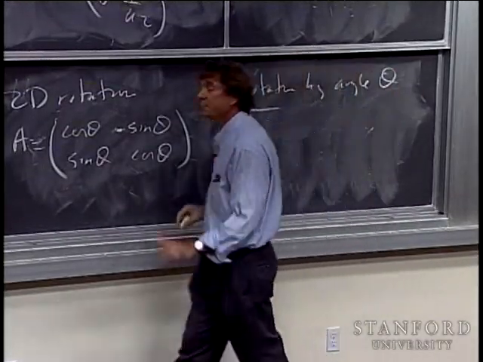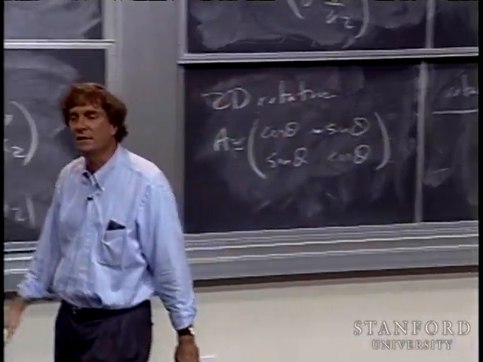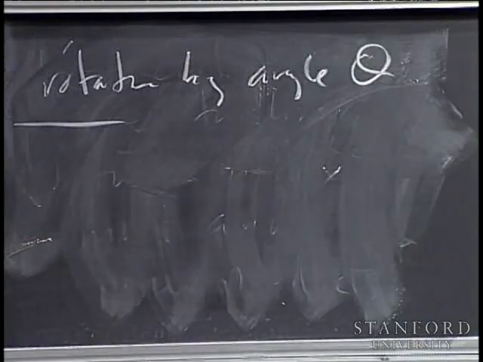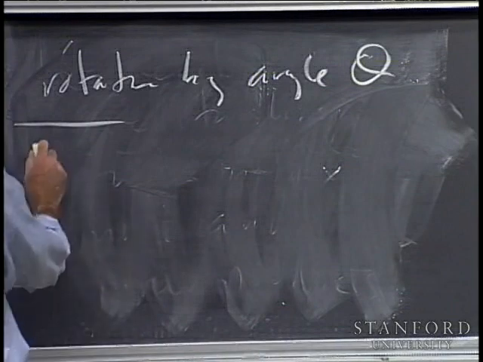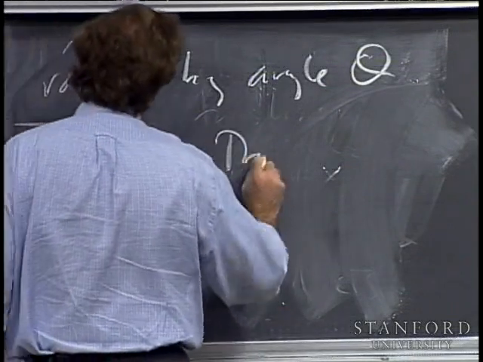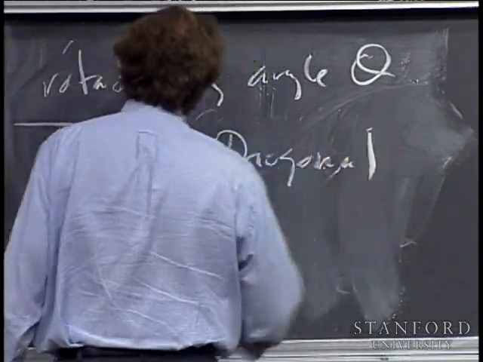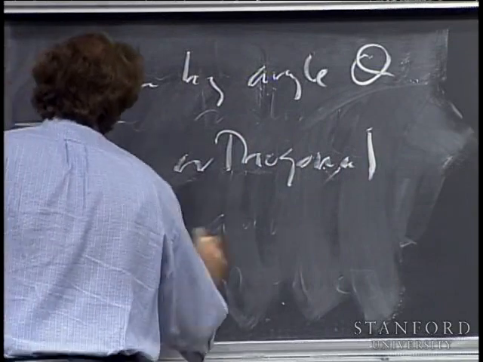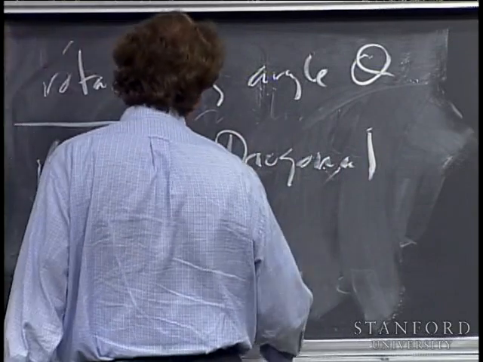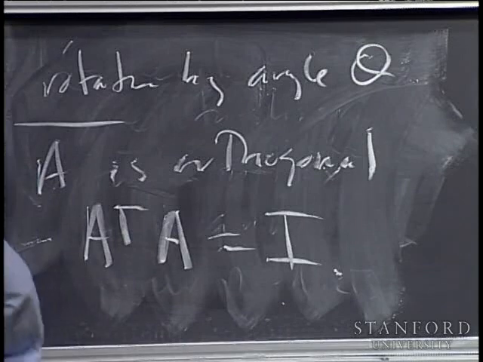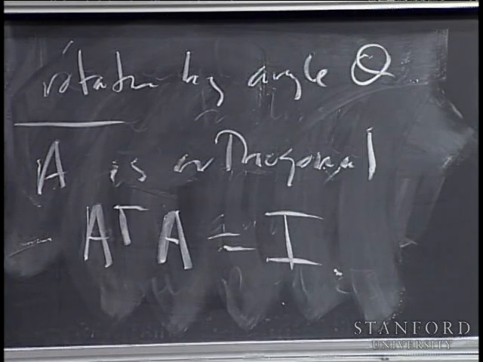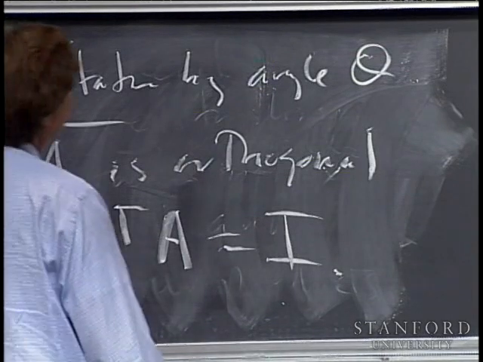Now, this matrix has a special property. This matrix is orthogonal in the following sense. It's a rigid motion. It just rotates. To say it's orthogonal is to say that A transpose times A is the same as A A transpose, which is the 2x2 identity matrix. Okay? So there are a couple of consequences of that.